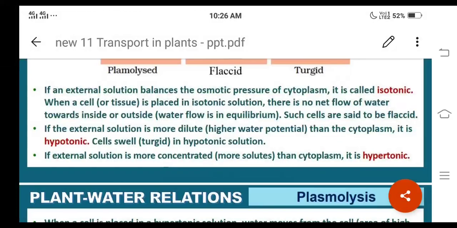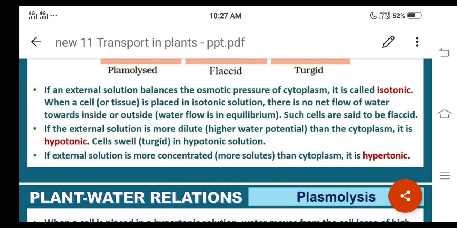When a cell or tissue is placed in isotonic solution, there is no net flow of water towards inside or outside. It means the water flow is in equilibrium. Such cells are said to be flaccid. It is nothing but the intermediate state.